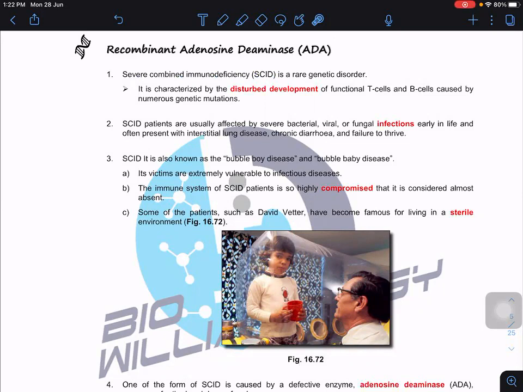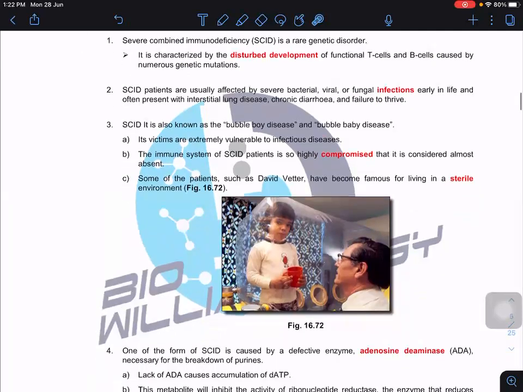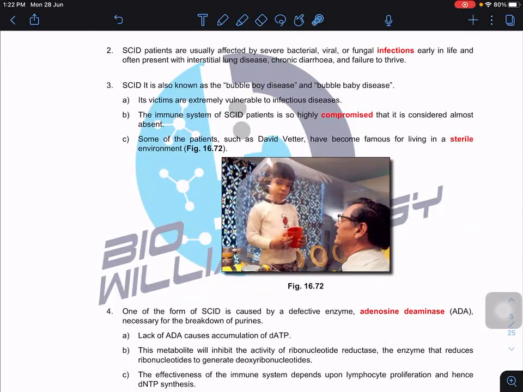It's characterized by the disturbed development of functional T cells and B cells caused by genetic mutation, not because of HIV. Because they are immunocompromised, they are very vulnerable, or susceptible, to bacterial, viral, or even fungal infections. It is also known as bubble boy disease, because these kids have to be isolated in a bubble. Can you see that? The air supply must be clean, a sterile condition, so that he won't fall sick or get infections from bacteria, viruses, and fungi.